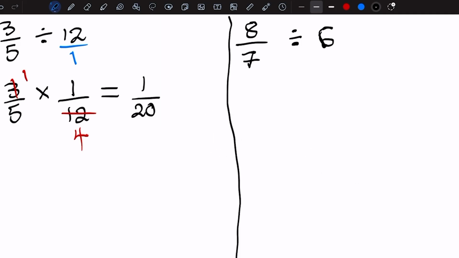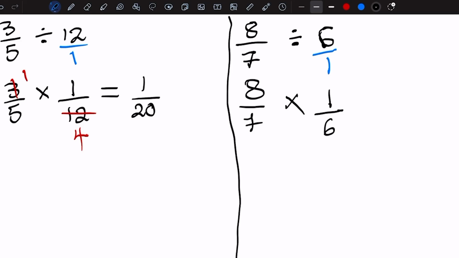Alright, so put the 6 over 1. Then what we'll do is that right by the first fraction, 8 over 7, change the sign, 1 over 6. Alright, so that's what we have right there.